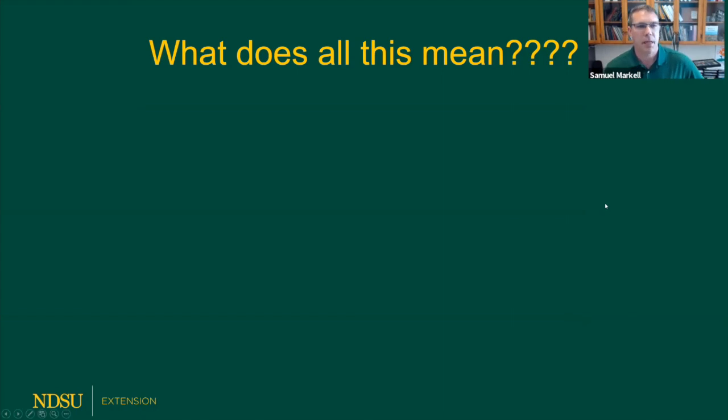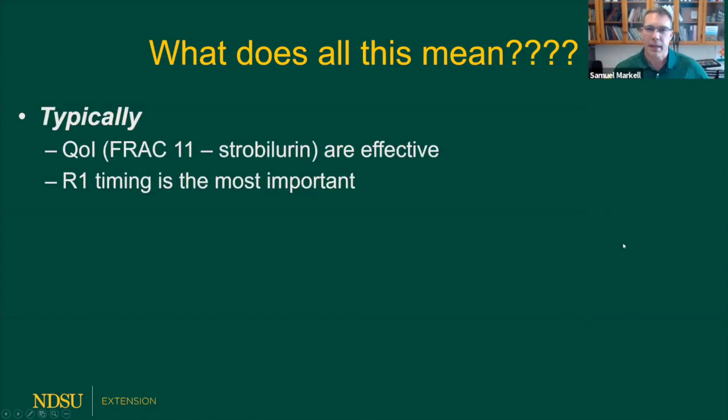All right, so what does all this mean for Phomopsis? So typically, again, we're looking at 79 different trials over time. The FRAC 11 strobilurins are effective, so statistically effective. Similarly, R1 is the most important timing, that budding phase.